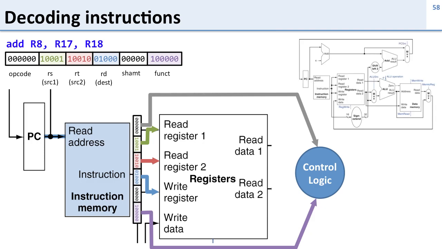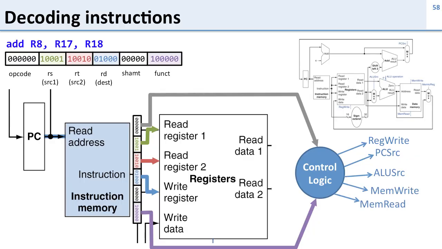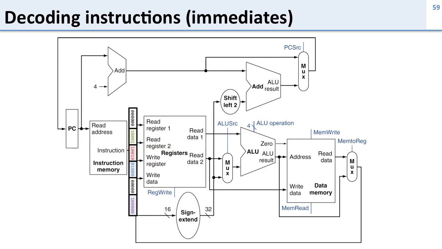So what does the control logic do? Well, remember, here's our processor. All those blue signals are control signals, and the control logic is going to have to generate them. So register write, ALU source, mem read, mem to register, all of these signals come from decoding the instruction and figuring out which signals are needed for which type of instruction. So how do we decode different types of instructions?